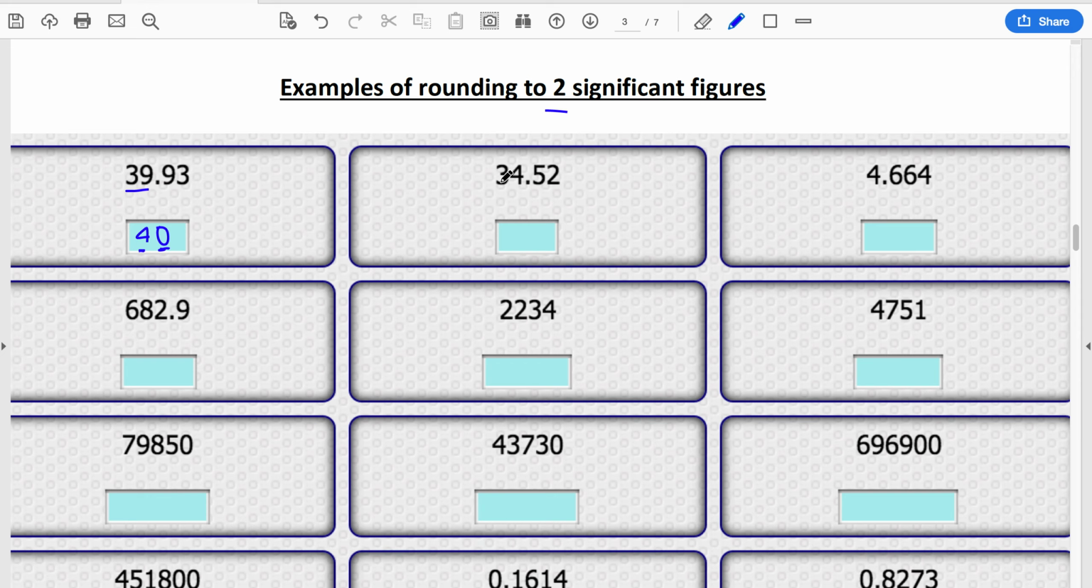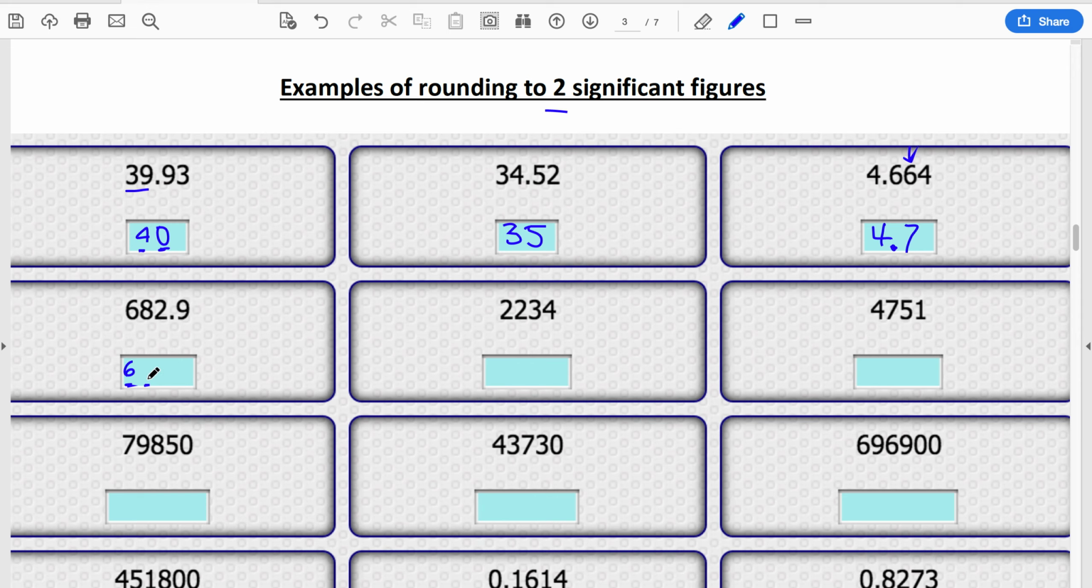This one here, 34, I'm asking, is it 34 or is it 35? It's going to be 35. This one here, I've got 4 point. I need to write one more significant figure. I check this next number, it's a 6. So this 6 here, is it closest to 4.6 or is it closer to 4.7? It's closer to 4.7.